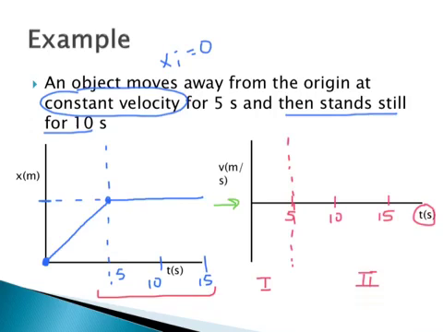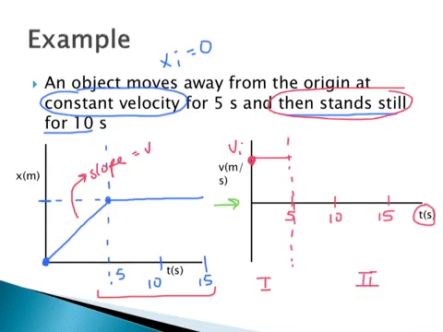So the first one: an object moves away from the origin at constant velocity. Looking at my position versus time graph, my velocity is represented by the slope, and my slope is constant and positive. So I represent that by starting at some velocity, this is my v initial, and my velocity is constant, meaning it's a horizontal line. Notice my horizontal line is in the positive region, so it's a positive velocity.